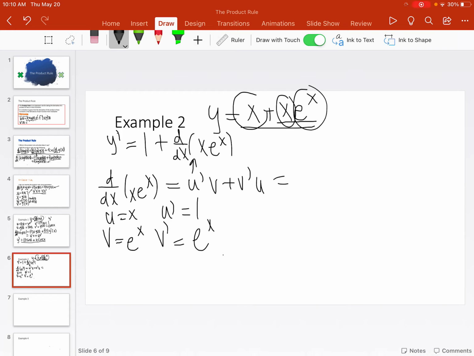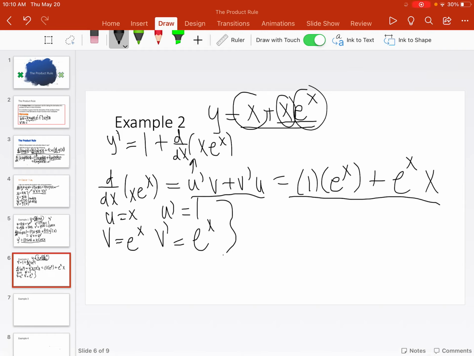So let's just put the pieces of the puzzle together. That's it. We've already done all the hard work. We found the derivatives here, and we already wrote down our product rule. So we're just putting the pieces of the puzzle together. Let's do that. So what's u prime? U prime is just 1. What's v? Well, v is just e to the x. Plus, well, what's v prime? Well, v prime is just e to the x. And what's u? Well, u is just x. There we go. So we found the derivative of our second term.